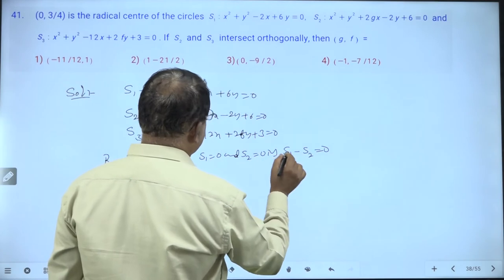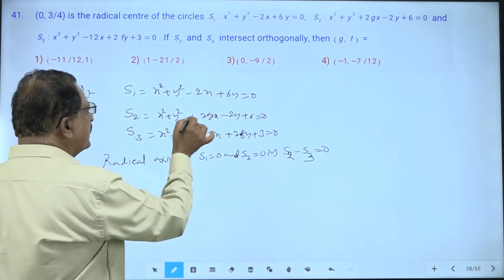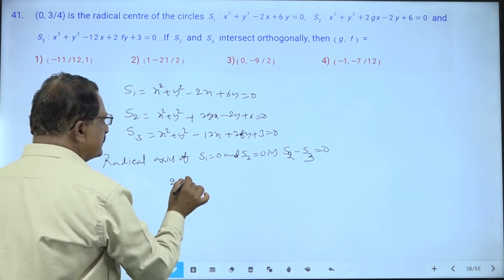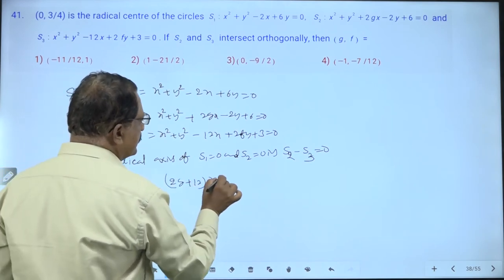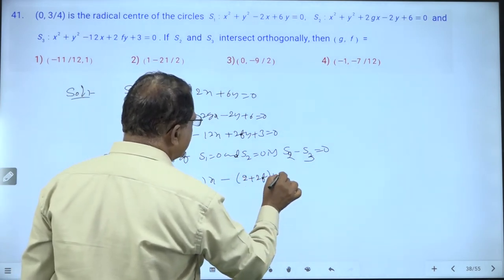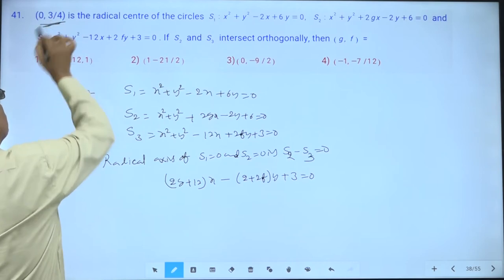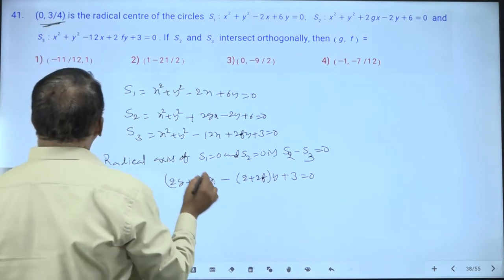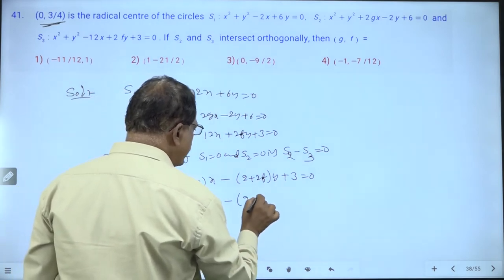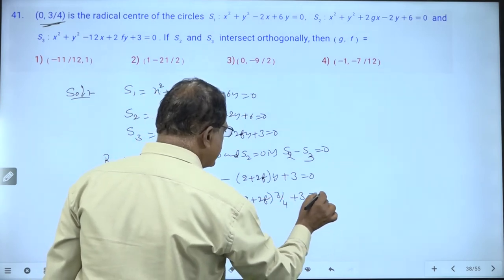Radical axis of S2 and S3, take it. S2 and S3 first. How much do you get? From the first circle equation, subtract the second: (2g plus 12) of x minus (2 plus 2f) of y plus 3 equals 0. Now, it compulsorily passes through the radical center. Substitute the point (0, 3/4). Now, 0 minus (2 plus 2f) into 3/4 plus 3 equals 0.